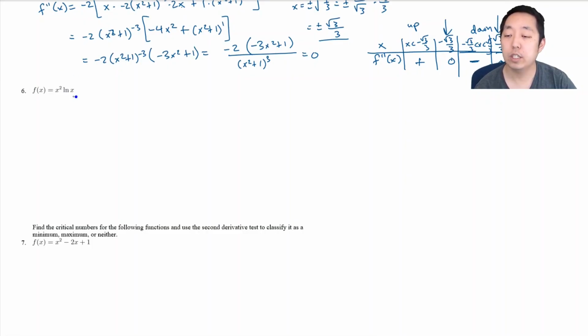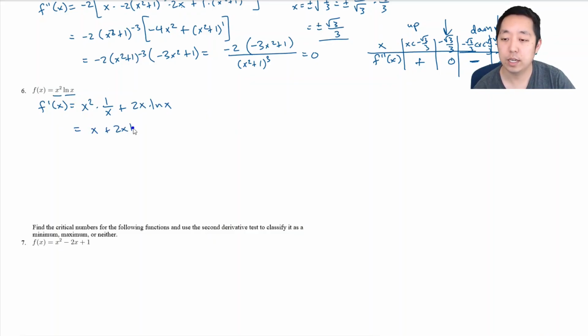And then let's look at doing this one here. So I want to first find the first derivative of x squared ln x. Here I'm just simply going to do product rule, the x squared and the ln x. So I'm going to do x squared times the derivative of ln of x, it's 1 over x, plus the derivative of x squared, which is 2x times ln of x. And simplifying this becomes x plus 2x ln of x.